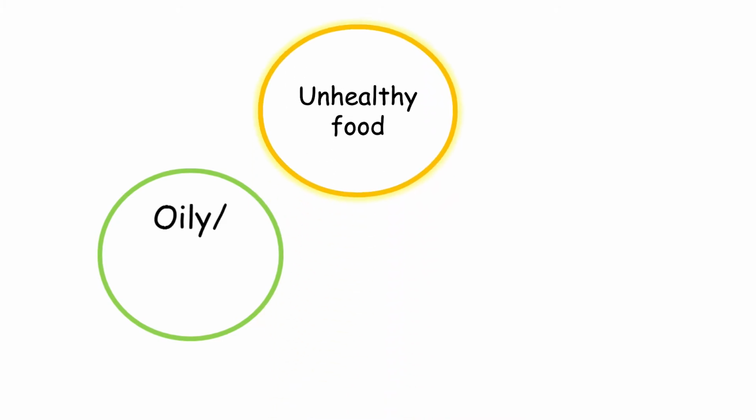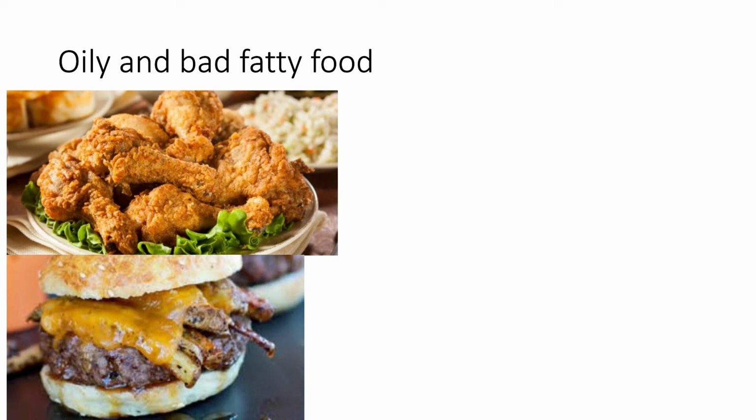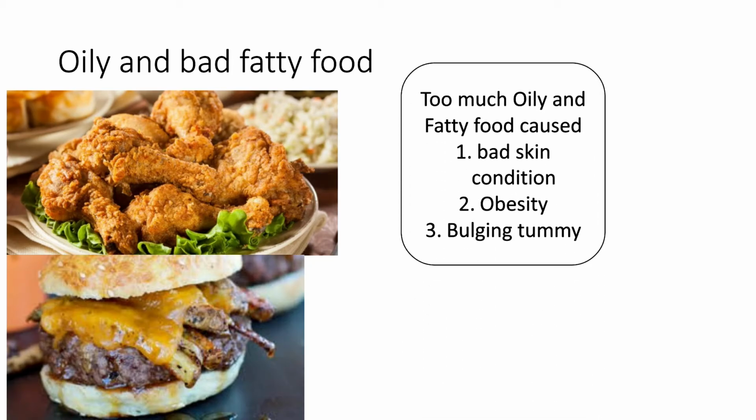So, other than those healthy food, there is also unhealthy food. Those are food that contain oily or fatty food, that contain too much oil or fat. And then the second one, it is sugary food. Let's discuss one by one. The first one, oily and bad fatty food. Why these are unhealthy? That's because our body only need a little amount of oil and fat. When you eat way too much of them, our body will find a hard time to process it. And then later it will be stored in your body as a fat that makes you become big. And then also when you eat too much oily and fatty food, it will cause a bad skin condition, obesity, and bulging tummy atau perutnya buncit.